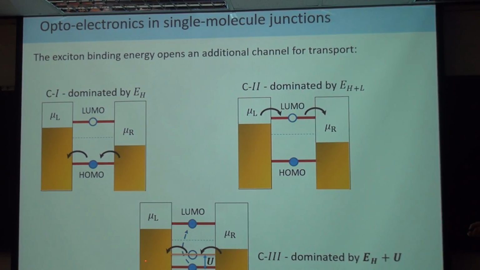Because now, when it has to hop into this level, it does not have the energy of the original HOMO level, but it has that energy shifted up by the quantity U, by this Coulomb binding energy. So the energetics of the junction, of the single particle channels, are changed because of this Coulomb charging energy.